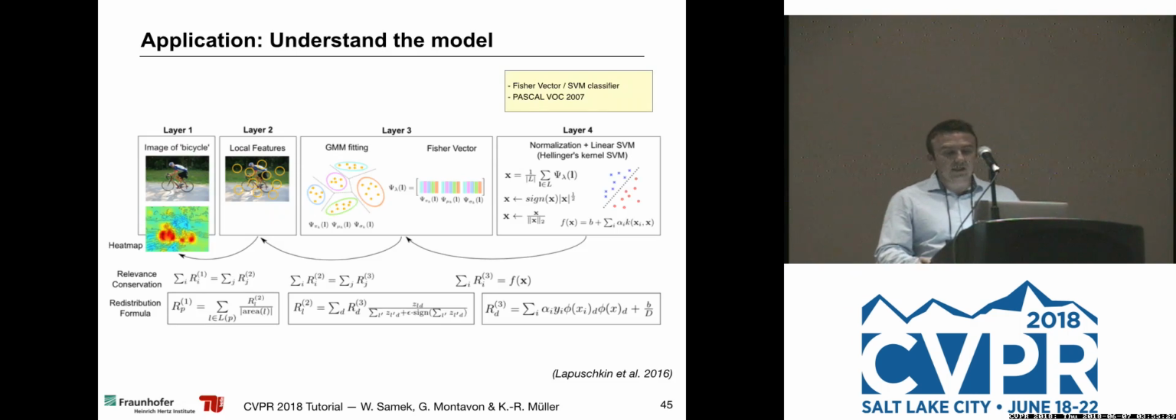First, we start with these Fisher vector classifiers. I told you that we extended LRP to this Fisher vector SVM framework. I won't go into detail on how you redistribute, but the concept is the same: you want to decompose the function in terms of relevances, and you have this relevance conservation property. We did this for the Fisher vector pipeline and, for example, classified images on Pascal VOC 2007.